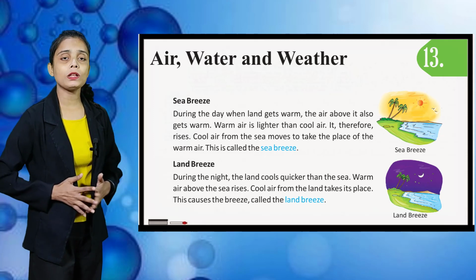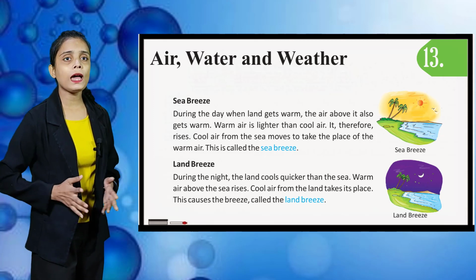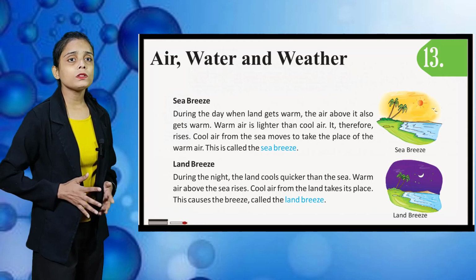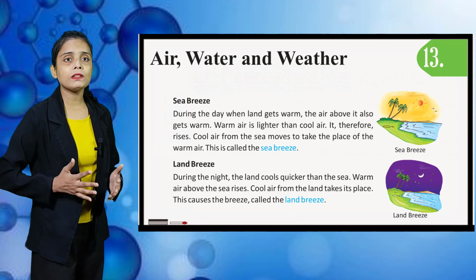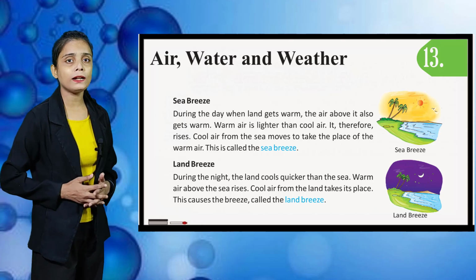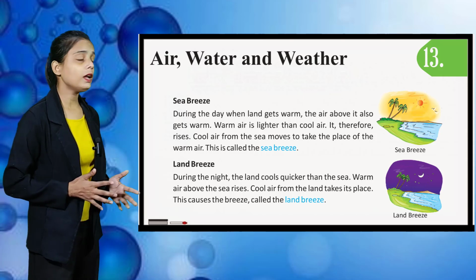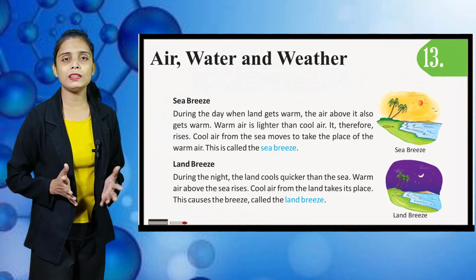So now let's see what is a land breeze. During the night, the land cools quicker than the sea. Warm air above the sea rises, cool air from the land takes its place. This causes the breeze called a land breeze. Here you can see the picture, that is land breeze.